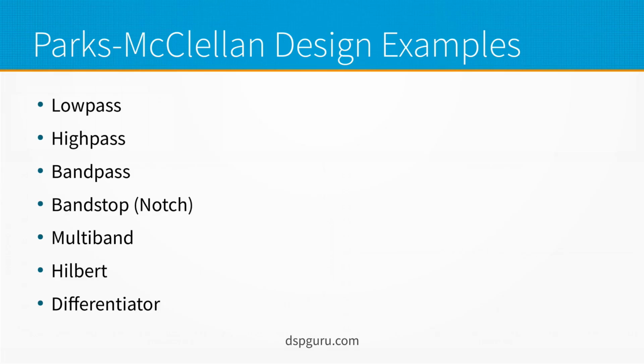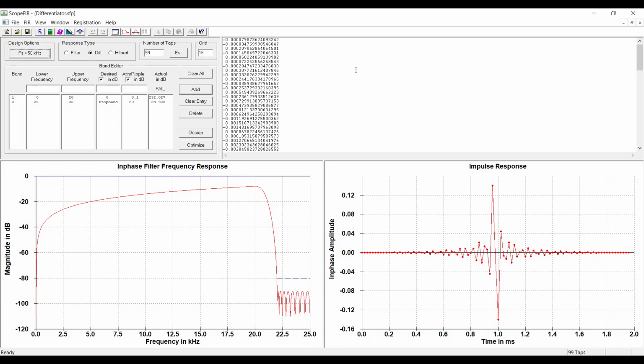Our last Parks-McClellan design type is the differentiator. This isn't commonly used anymore. I've never used it myself, but it provides a slope frequency response which can be used to implement an FM demodulator of the discriminator type.